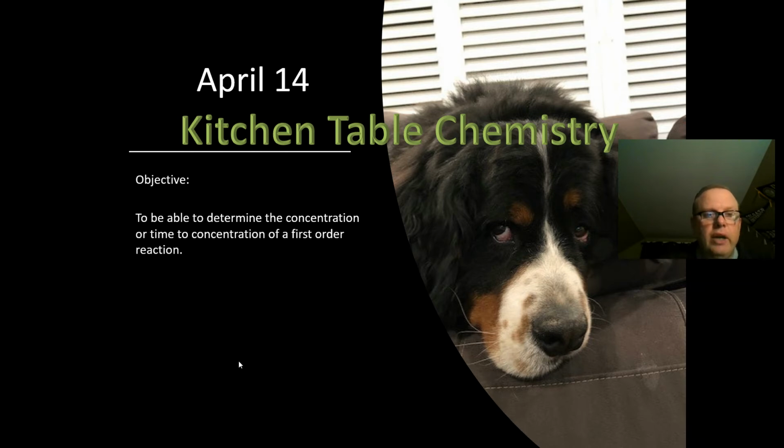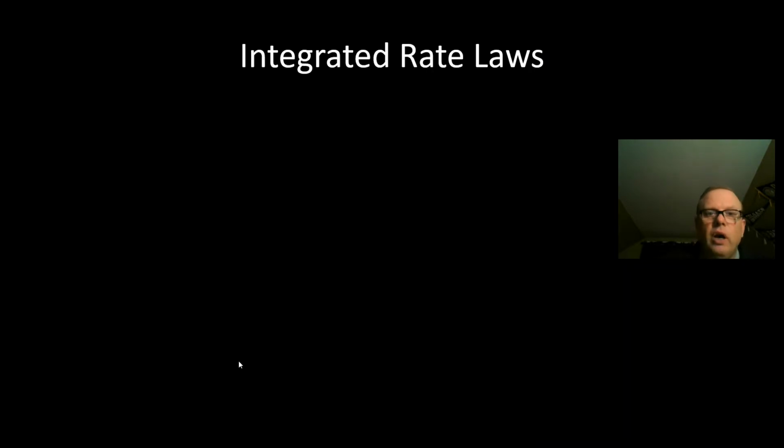Today, what we're going to look at is the ability to determine the concentration or time to concentration of a first order reaction. This is kinetics again, and this is about what happens to concentration over time. Now, these are called integrated rate laws. We'll look at them separately as first order and then second order, and then a little bit about zero and other things past second order.